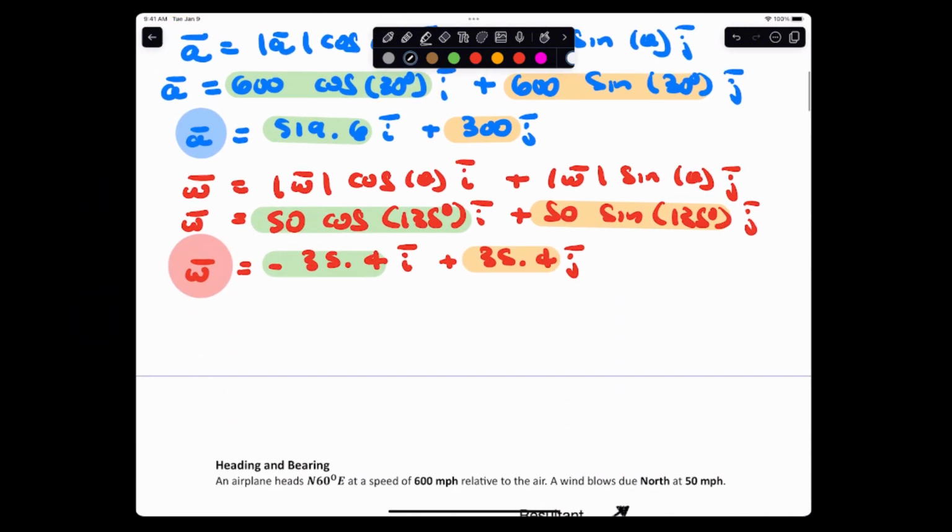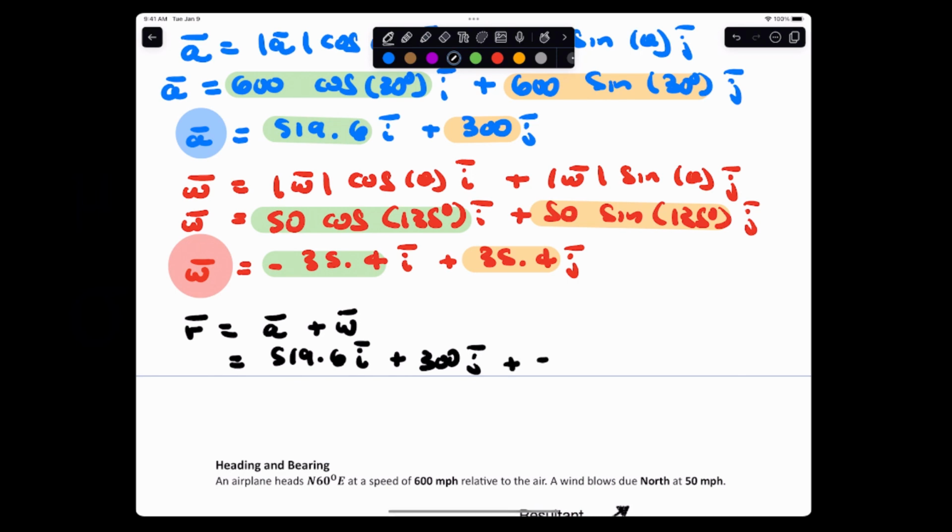So now you say, well, how do I get that? Well, take A and add it with W. This is what you did yesterday. 519.6i plus 300j, this is A, plus that negative 35.4i plus 35.4j.